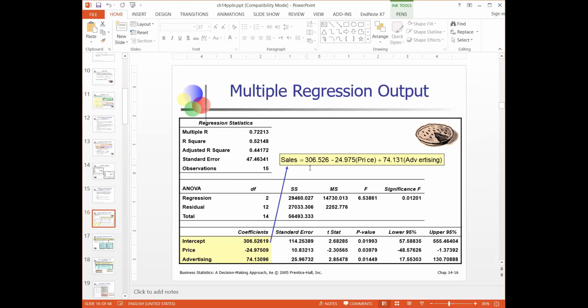The answer is sales equals 306.526 minus 24.975 price plus 71.131 advertising. We will come back to the other things, but this is the value of B0, this is the value of B1, and this is the value of B2. If you put the value of X1 here and X2 here, you can calculate Y hat. First you put in the values and then you solve to get the estimate.